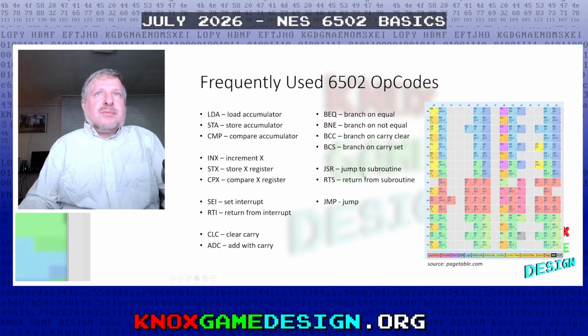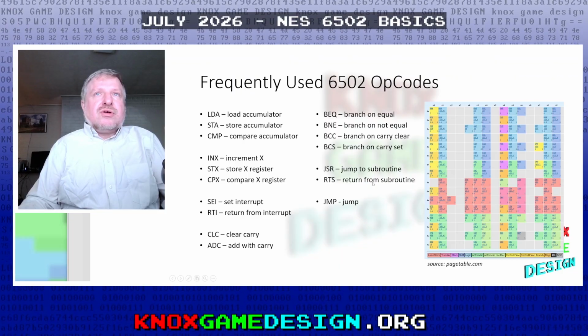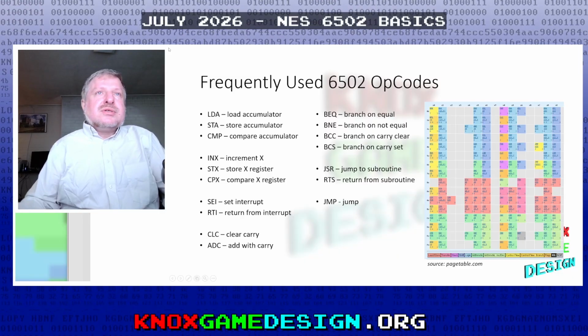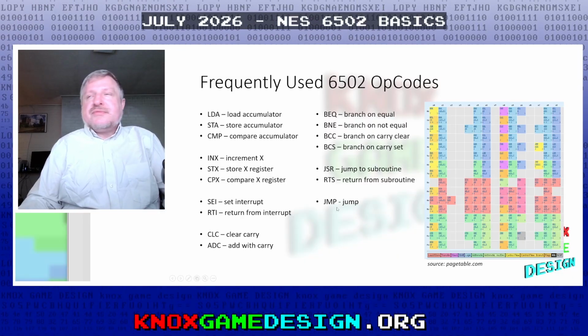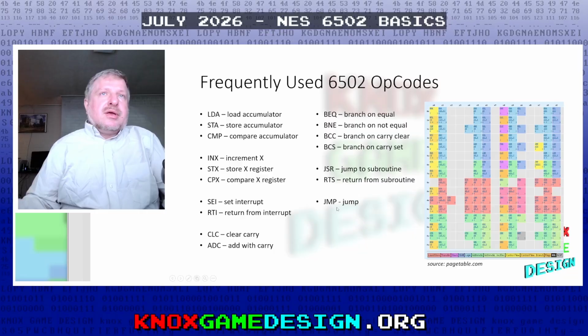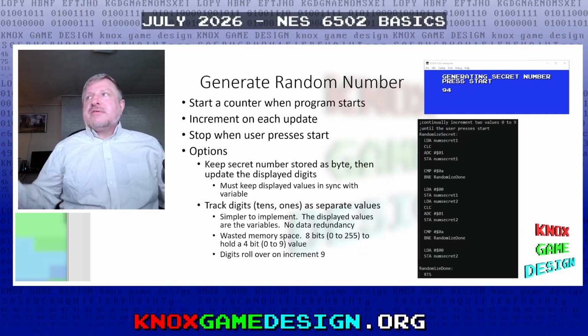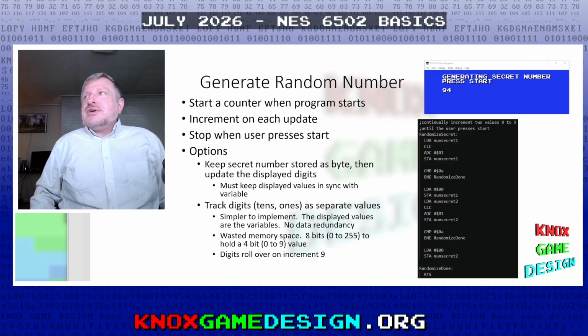JSR is jump to subroutine. RTS is return from subroutine, just kind of like calling a method in a programming language, and JMP is your jump if you want to jump to a specific point in that assembly code. So yeah, we'll start out in a basic game example. We want to generate a random number.